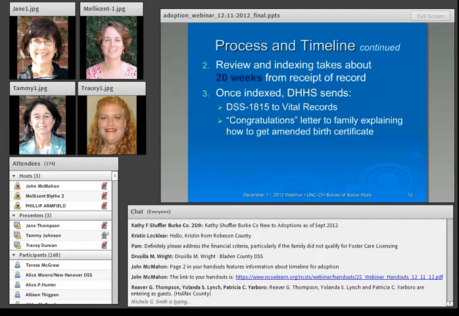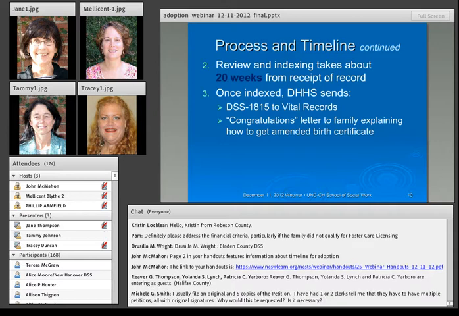Once indexed, once we approve it, the report to Vital Records, DSS 1815, will be sent to either North Carolina or out of state, depending on where the child was born. And at the very same time, a congratulations letter is sent to the adoptive family explaining how to get an amended birth certificate. I want to make sure that you let the family know if it goes out of state. Most states, South Carolina, California, New York are the three that come to mind right now, have a statutory fee requirement that has to be paid before they can amend the birth certificate.